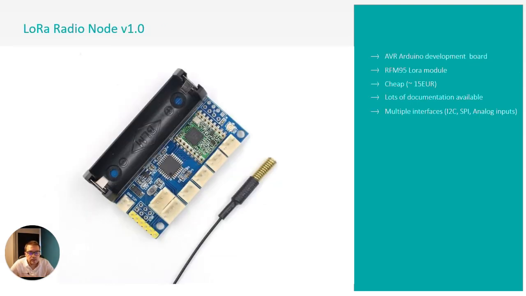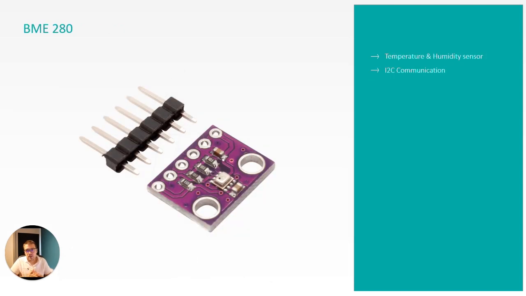You will also need an end device, and in my case I chose the LoRa Radio Node V1. It's an AVR Arduino development board built around an RFM95 LoRa module. It's also relatively cheap, at about €15. It has a lot of documentation available online and has multiple interfaces like I2C, SPI, and analog inputs. To connect to that radio node, I've used a BME280, which is a simple temperature and humidity sensor that communicates its data over I2C.